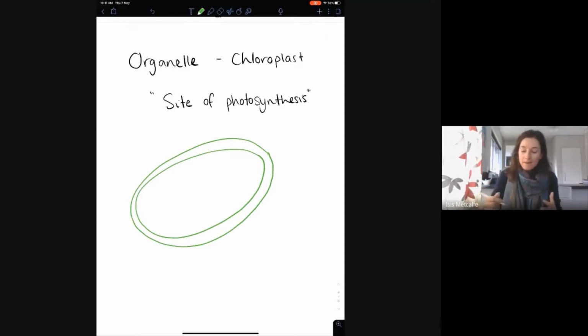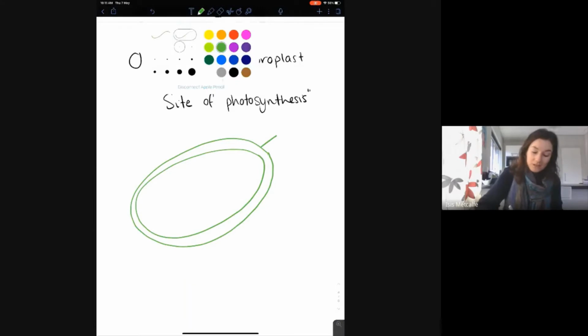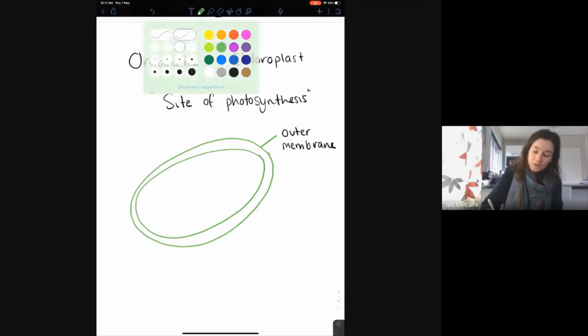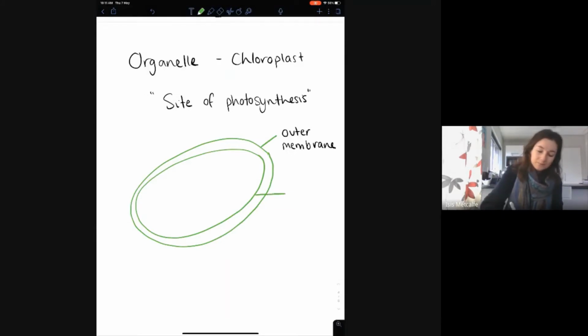So here's our outline, and what the chloroplast has got is this outer structure here, which is literally just called the outer membrane. You know how cells have got a cell membrane? Well, organelles have got membranes too. So the chloroplast has got a membrane, and then it's also got an inner membrane, hence why I drew two lines.